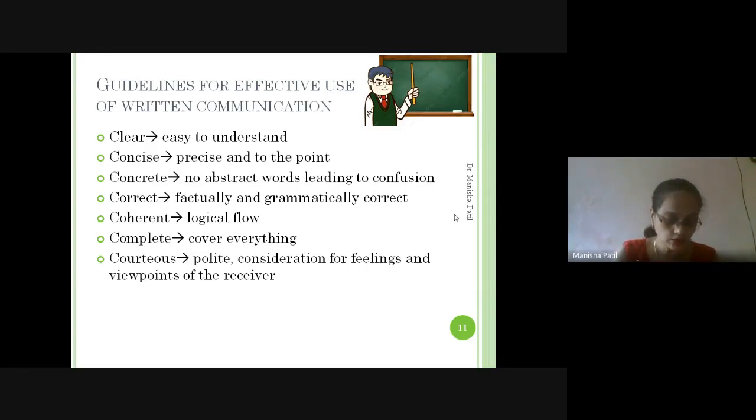Please note down all the points. You will come across this particular concept, 7 C's of communication, again and again. I repeat, clear, concise, concrete, correct, coherent, complete, and courteous.